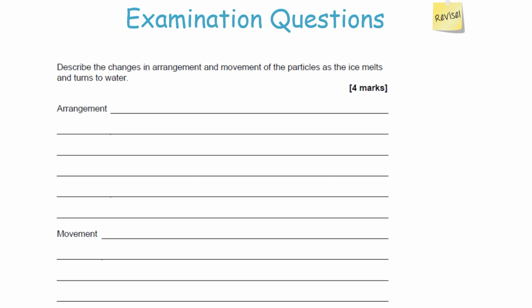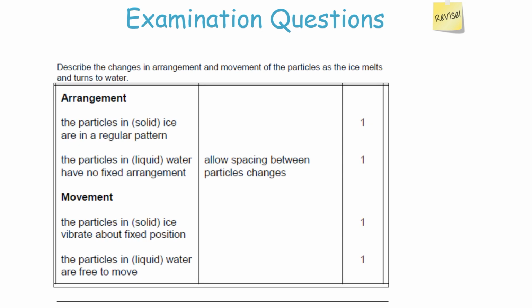Now checking, the key word here is ultra important, because it's not saying to explain what's going on, and it's not asking to talk about the change in internal energy, it's just asking to describe, which is a much easier question. So you just have to describe what happens to the arrangement of the particles from ice to water, and the movement of the particles from ice to water. So we'd say that the arrangement is that the particles in ice are in a solid regular pattern, and the particles in liquid are in no fixed arrangement. But the movement is that in a solid they vibrate about a fixed position, but in water they are free to move because it's a liquid.